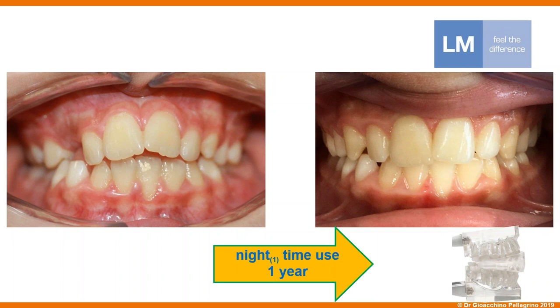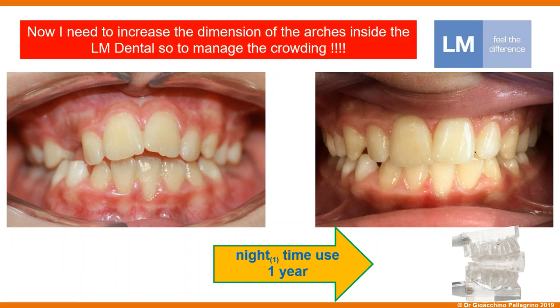And after 1 year of treatment, you can see what happened from this model to this model. And this is the point at which I need to start the size of the appliance, to increase the length of arch between the mesial surface of 3.3 and the mesial surface of 3.4. Even if in this case I have no 3.4 because it is locked in the arch, and sometimes I can use the distal surface of the lateral incisors. And we have here a summary of what happened in the posterior part and what happened in the anterior part.